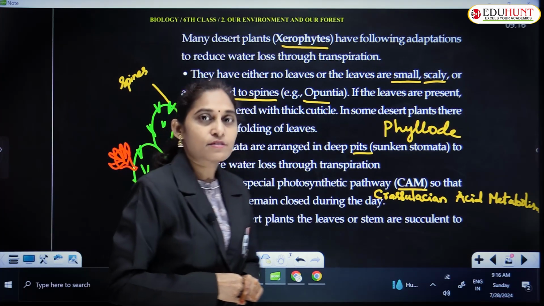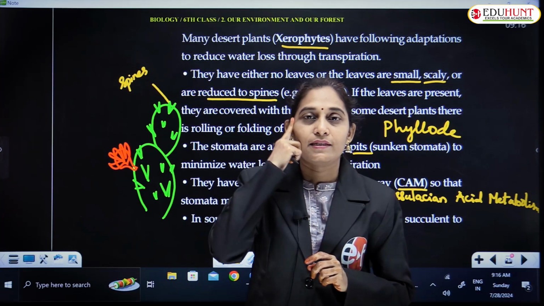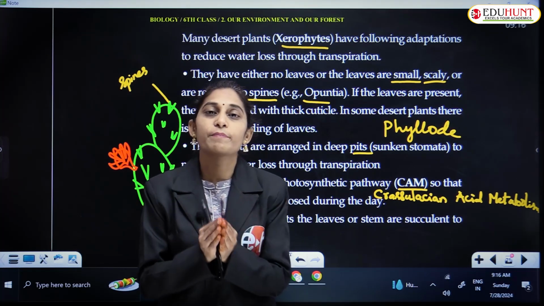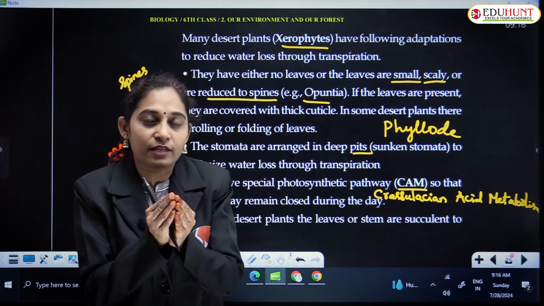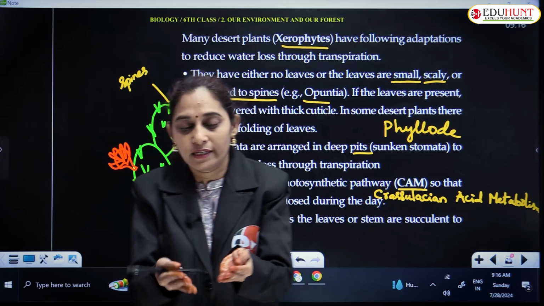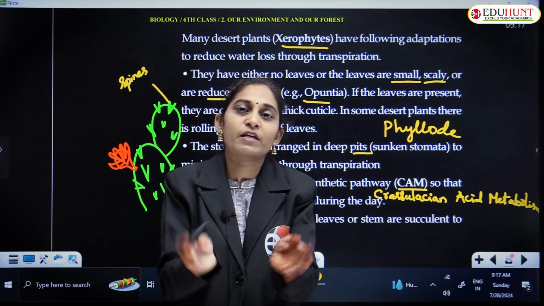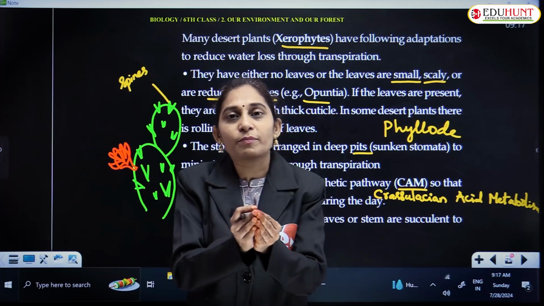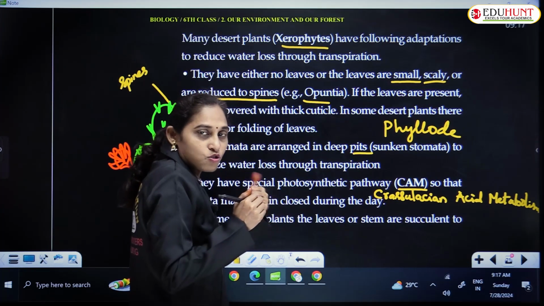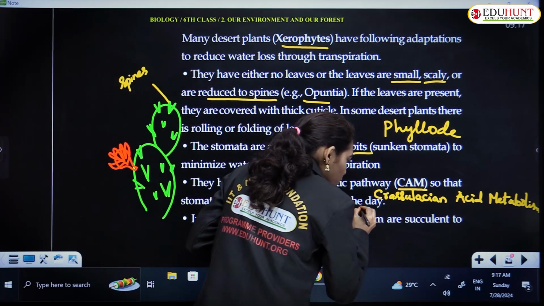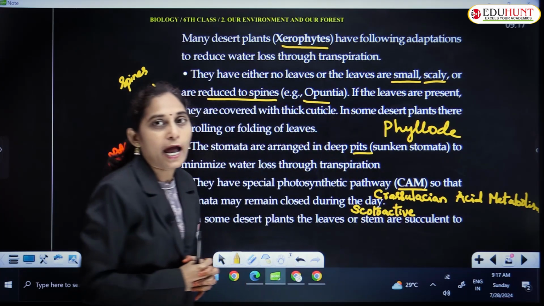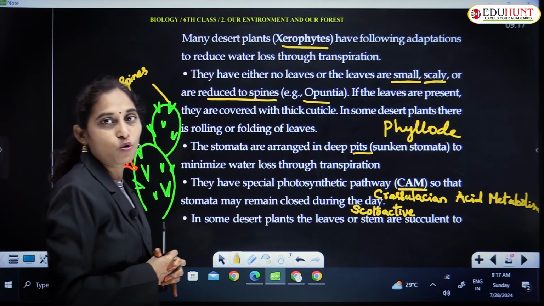And there the plants open their stomata during night and close them during day. If they open during day, what happens? Because sunlight is more and temperature is more, all the water will be lost from the body. To avoid that situation, the stomata remain closed during day time. When night time comes, they open. This situation, where the stomata are active only during night time, is called scotoactive. Scotoactive stomata, the stomata are scotoactive.